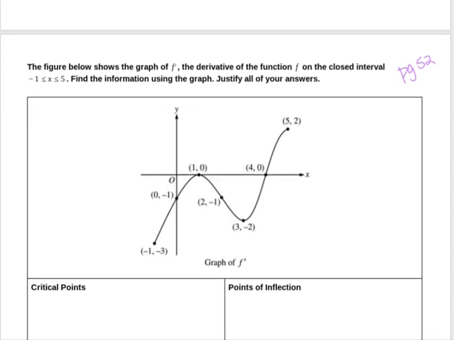The figure below shows the graph of f prime, so it's going to be important to notice that that's the graph we are looking at. It's not the graph of the original function. We have the derivative on the closed interval from -1 to 5. We want to find all the information and make sure we justify all of our answers. That's going to be super, super important.